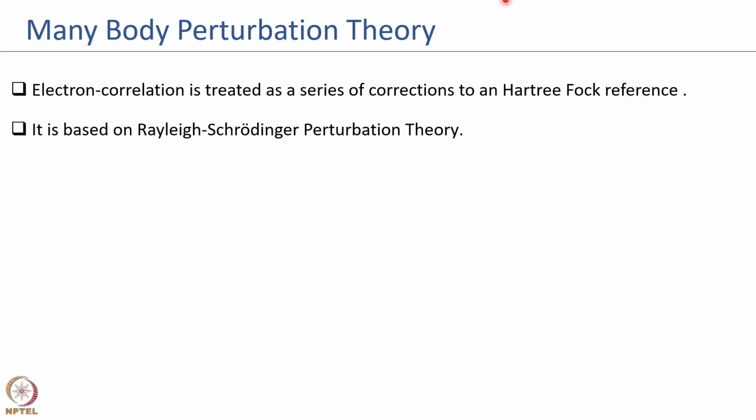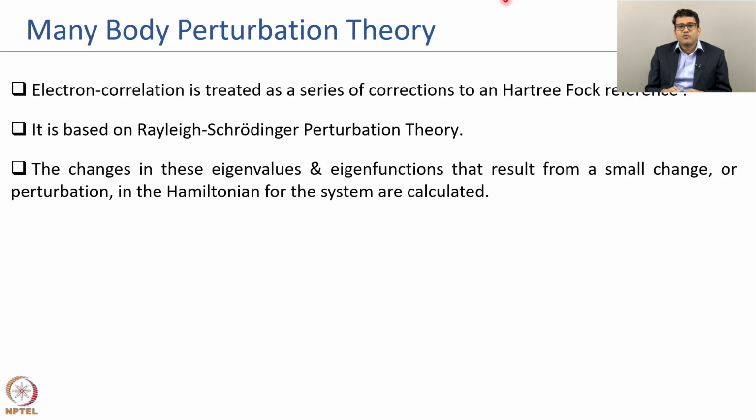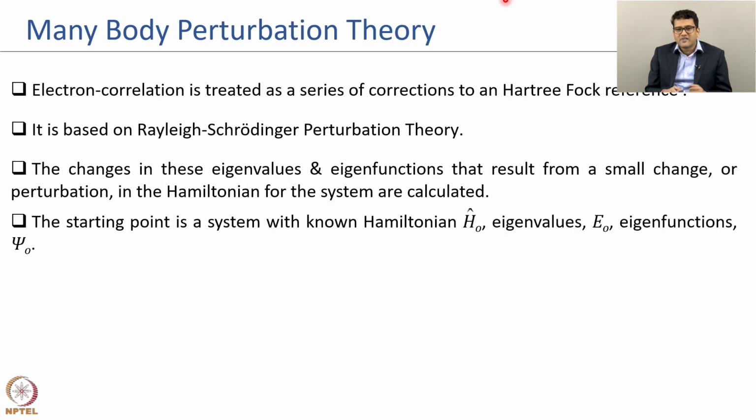In many-body perturbation theory, electron correlation is treated as a series of corrections to a Hartree-Fock reference. It is based on Rayleigh-Schrodinger perturbation theory, which you have already read in your quantum mechanics class. What it does is put a small perturbation on the Hamiltonian, and the changes to the eigenvalue and eigenfunction are then expressed in a series.